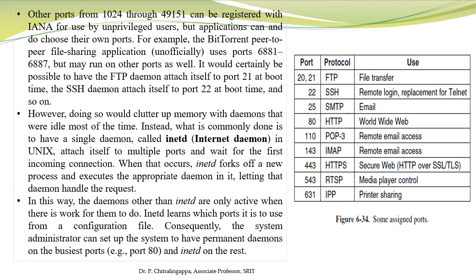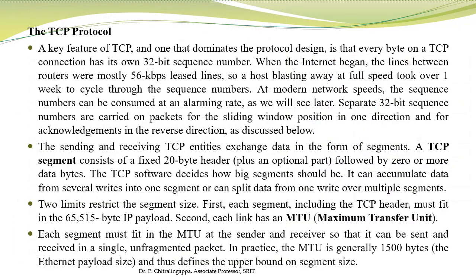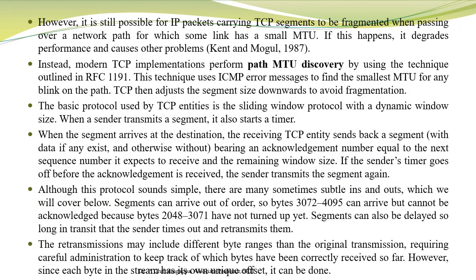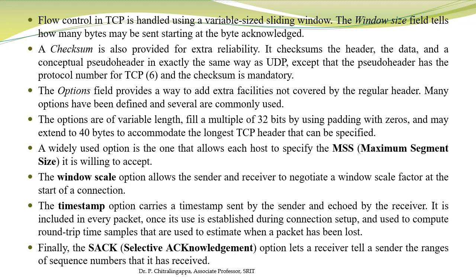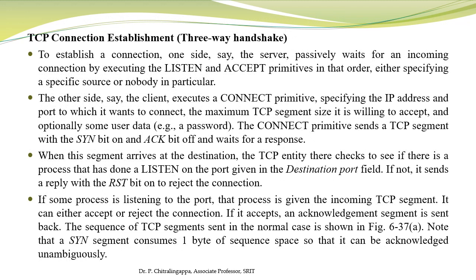These are some of the ports in this layer: FTP, SSH, SMTP, HTTP, POP3, and so on. Now TCP. This is the TCP segment header: source port, destination port, sequence number, acknowledgement number, and some other fields such as window size, checksum, and urgent pointer. And TCP connection establishment is called the three-way handshaking protocol. First, you have to establish the connection, then transmit data, and then close the connection.